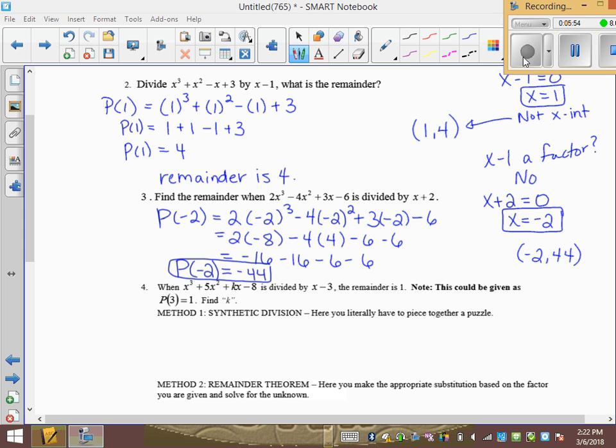Is that an x-intercept? Negative 44. Really don't want to write the negatives for some reason. Not an x-intercept. What's the remainder? Is x plus 2 a factor?